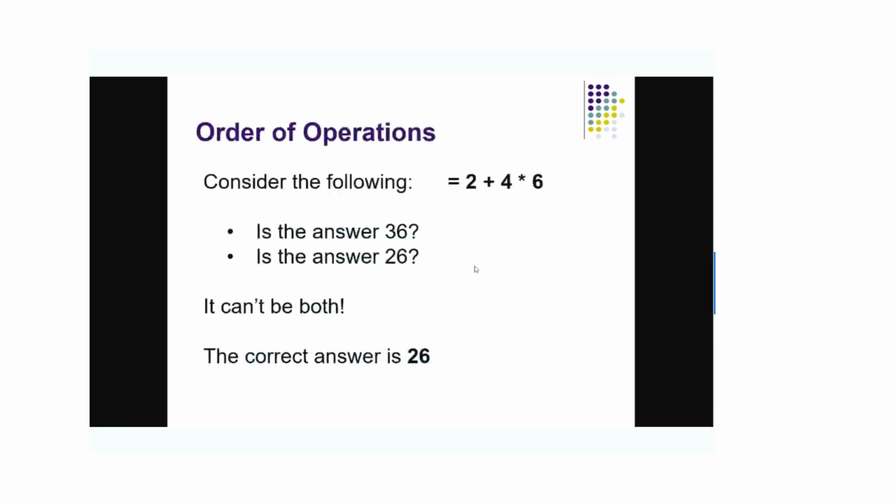We also have to be aware of the mathematical order of operations. So if we look at a simple equation like 2 plus 4 times 6, some people would tell me the answer is 36, going from left to right. 2 plus 4 is 6, times 6 is 36. Others of you may say, no, the answer is 26.